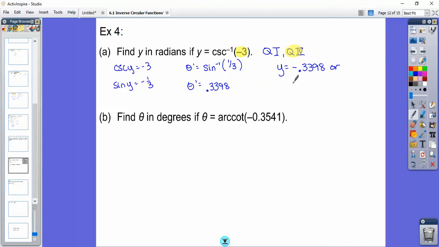Or we are in radians. In radians, you do 2 pi minus your reference angle. So I need to do 2 pi minus the 0.3398. And that would give me 5.9434. Again, the book, if you're checking, will have the negative answer. I will accept either of these. To get the 5.9434, you just treat it as a reference angle. So 2 pi minus 0.3398.